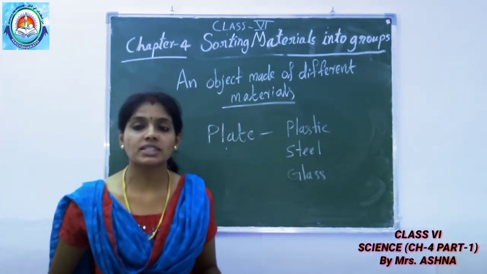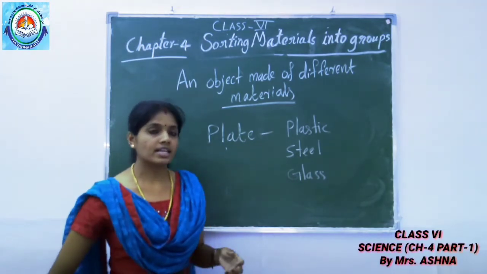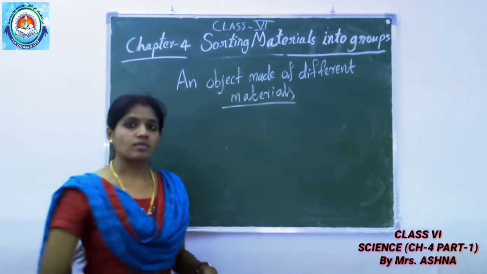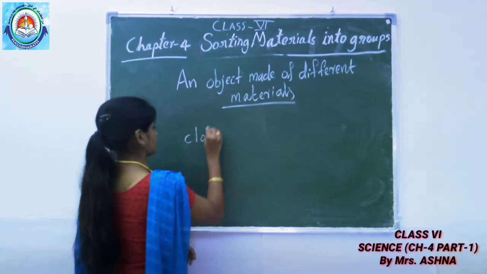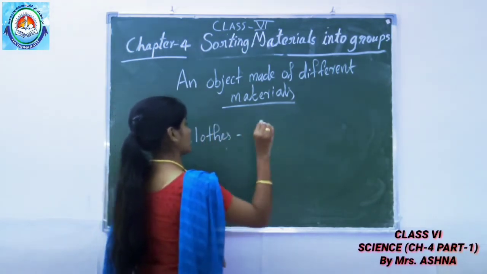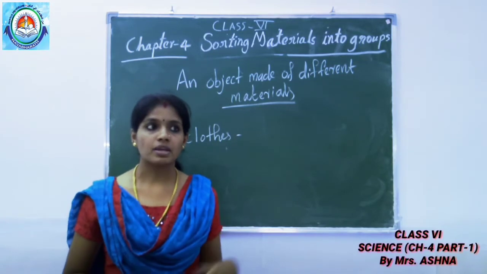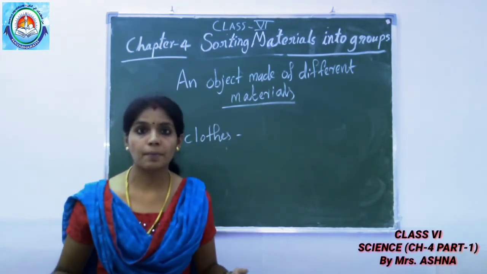Okay, all of you check activity 2 in your textbook. Okay, there one example is there, clothes, isn't it? What are the materials we can use to make clothes? In previous chapter, we already learned that. What is that? Which are they?